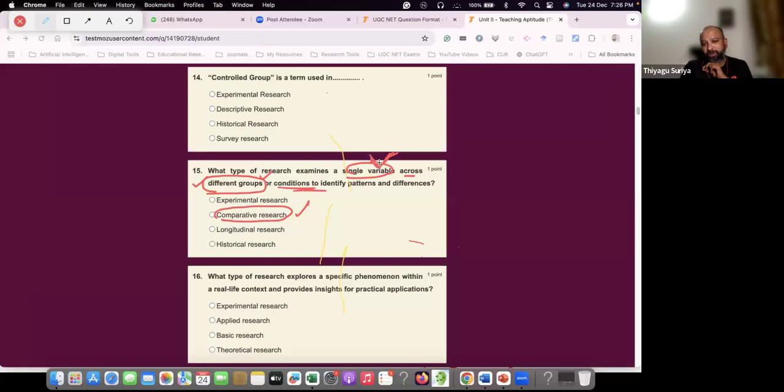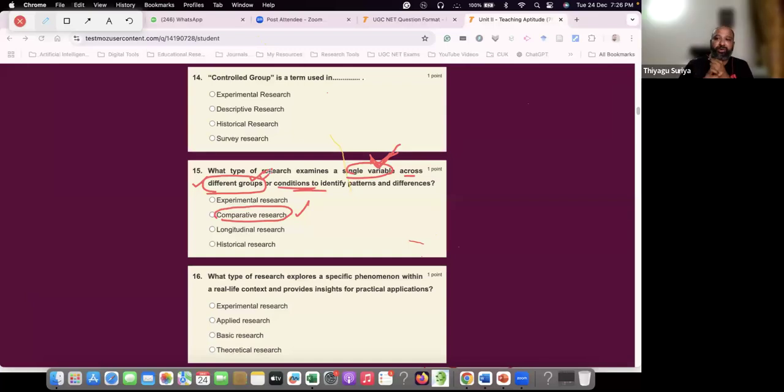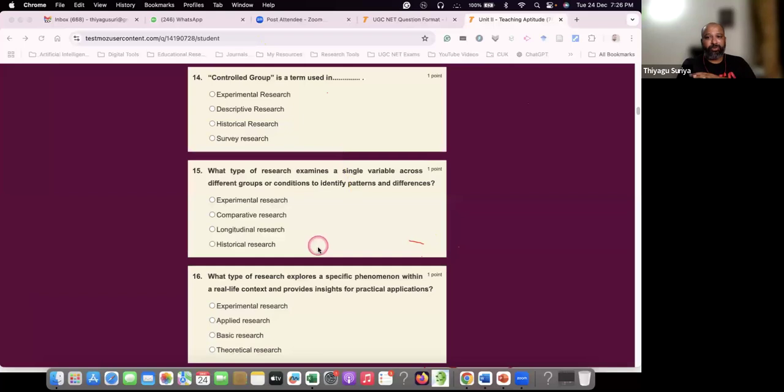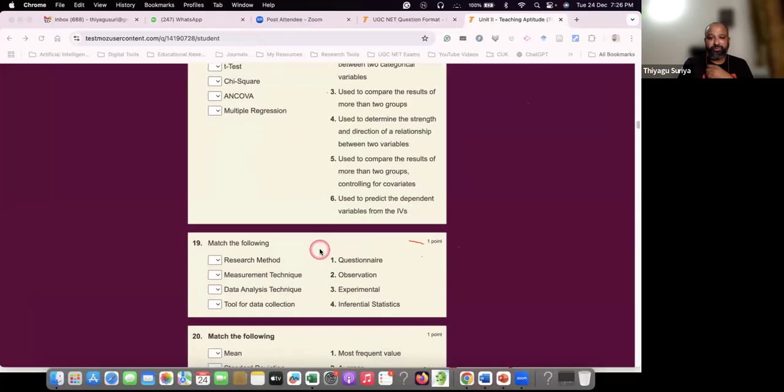Don't conclude from only one key term. Longitudinal means we are talking about a single group, measured over a long period of time. But here, what is the question? Single variable across different groups. We need to compare three or four groups. Therefore, the answer is comparative research. Hope you're getting this answer. Why is it called comparative? So kindly read the questions twice. Don't conclude immediately from the questions, otherwise some confusion may come.